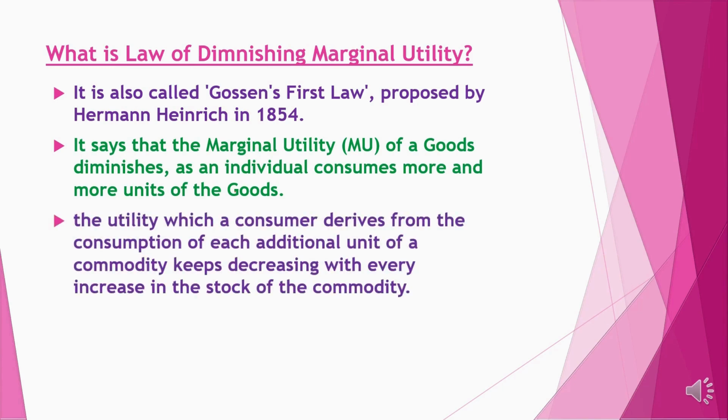The law states that the utility which a consumer derives from the consumption of each additional unit of a commodity keeps decreasing with every increase in the stock of the commodity. It is only the MU, that is marginal utility, that declines and not the total utility, that is TU, that is increasing but at a decreasing rate.